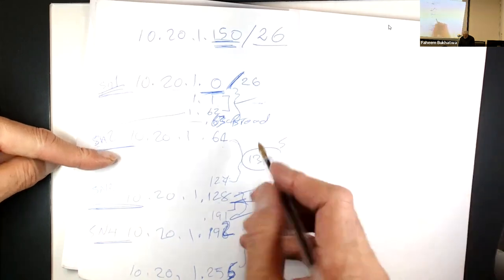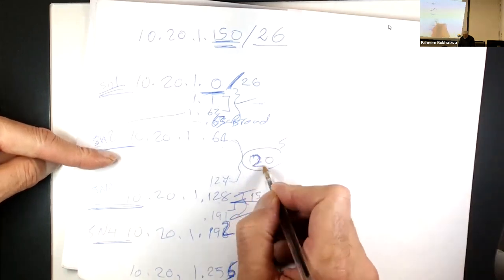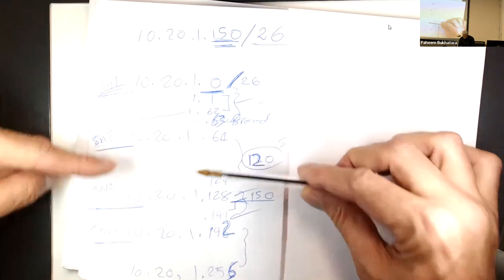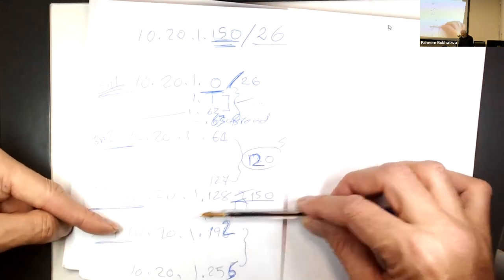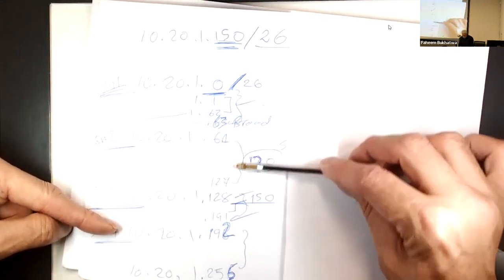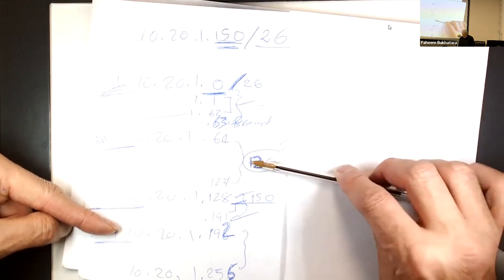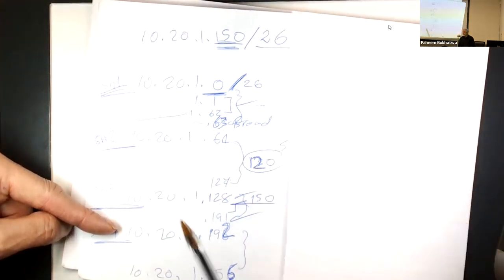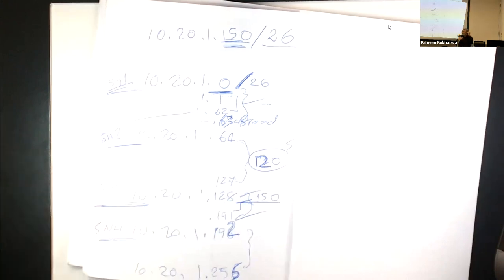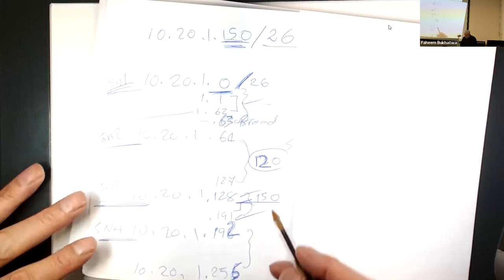Sometimes they don't tell you it's 130 and 150. Sorry, 120 is in this subnet, and 150 is in that subnet, because anything between 64 to 127 is in this one. So they are in 2 different subnets, and therefore they will not be able to communicate through a broadcast, but they'll be able to communicate through normal communication.